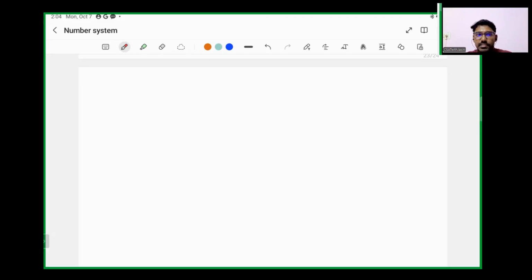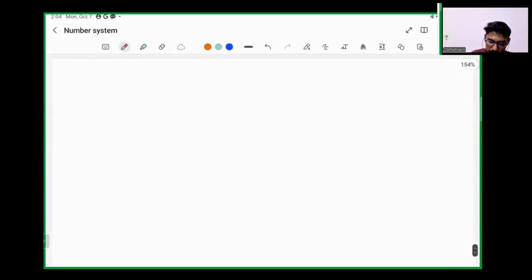Actually, in the last class, towards the end, we talked about finding out the number of zeros at the end of an expression, right? So I'll just give you an example to refresh your memory. Just find out the number of zeros at the end of 180 factorial. So how many zeros are at the end of 180 factorial?